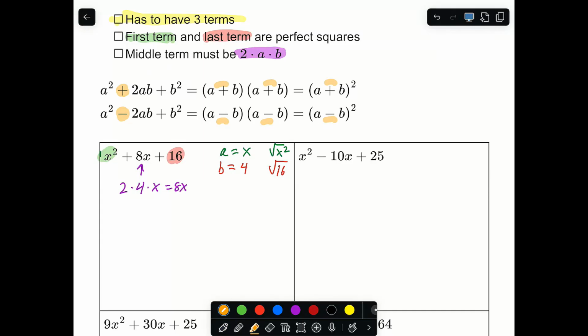The other thing I have to look for, the last thing, is the sign in front of that middle term. It's a plus sign. So my answer is going to be parenthesis x plus my b, 4, and then that parenthesis squared. Right? It's 2 copies of that a plus b, and we would just write it as parenthesis squared.